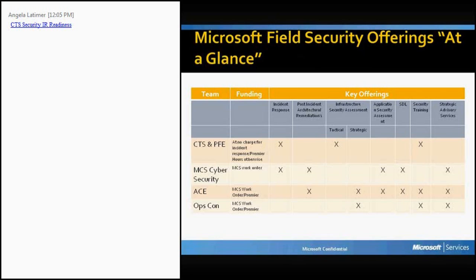Yeah, sure. So, ideally what we want to do is mitigate these situations from happening and to assist customers from that happening. And we've got numerous options that are available to Microsoft customers, whether they're a Premier customer or not a Premier customer. And so the different groups that are listed here. So, for example, the PFE, MCS Cybersecurity, ACE, operational consulting teams. There are numerous teams that provide these upfront mitigation and preparedness services.